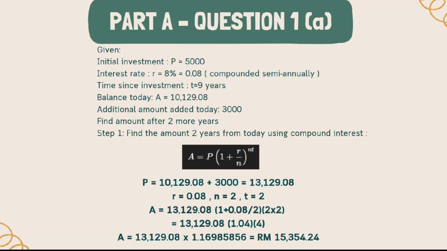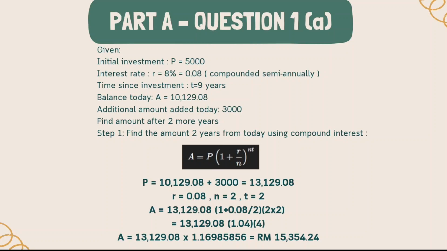Alright, for the first question, part A, 1A. According to the question, 9 years ago the initial investment, principal P, is 5,000, and the interest rate given is 8% compounded semi-annually. The timeline is 9 years, and the balance they have is 10,129 and 8 cents.